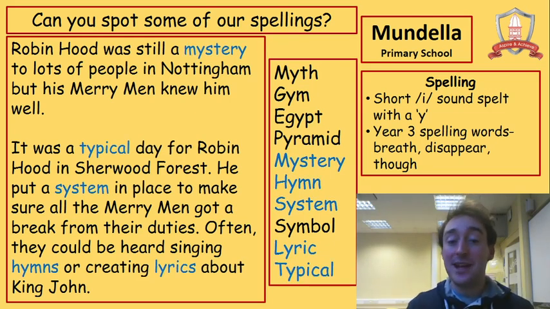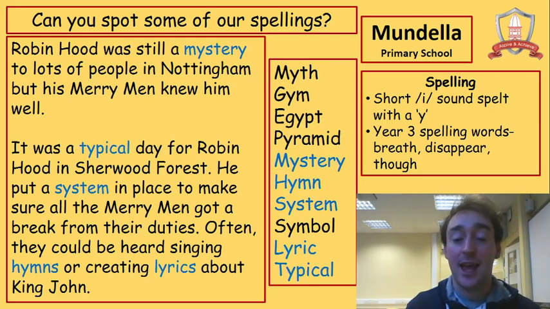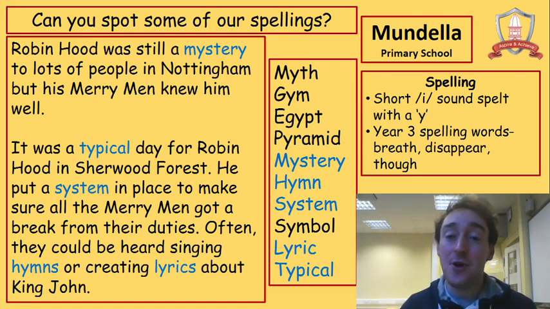Okay, you should have been able to spot 5 of our words in that bit of reading. We had mystery, hymn, system, lyric, and typical. If you got all 5, big well done for that. And if you got 1 or 2 or 3 or 4, well done. That's great. You're noticing our spelling words for these couple of days.